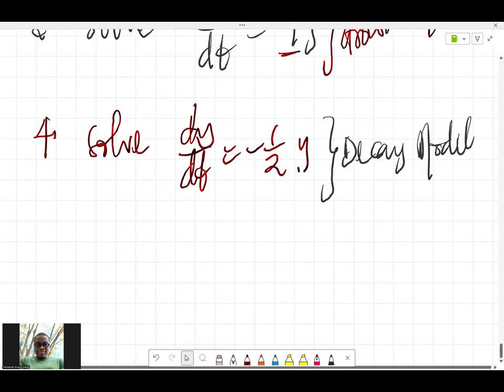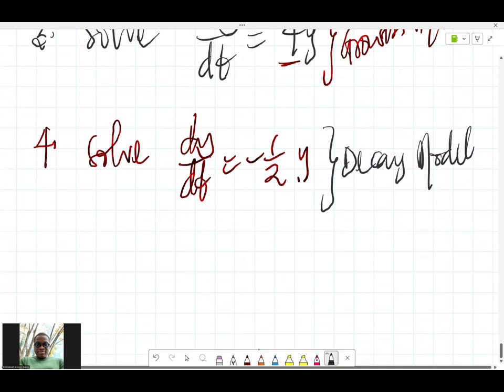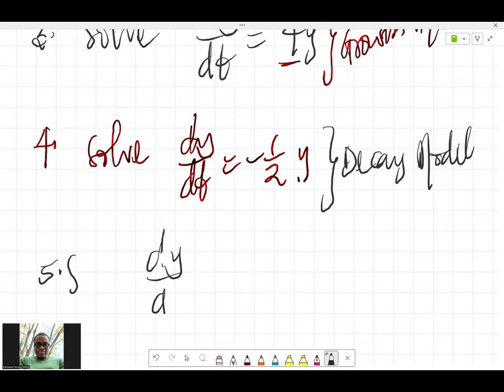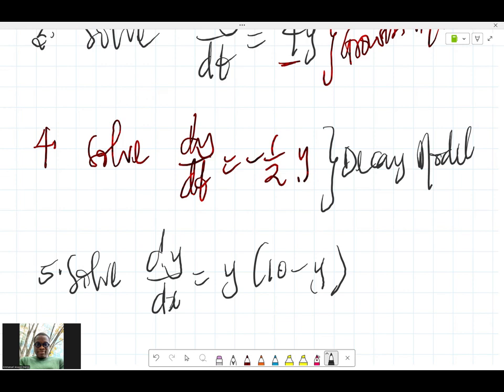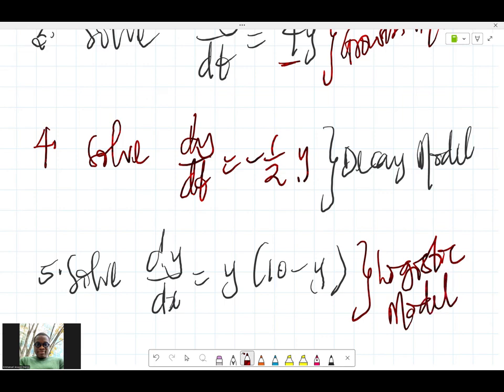You can also talk about a logistic model where you have this kind of situation, number five. You want to solve dy/dx equals y times (10 minus y). This will require resolving into partial fractions. If you don't know partial fractions already, you can see my videos on integration by partial fraction, where I took time to break down the concept. This kind of equation is called the logistic model. The model actually saturates at some point.